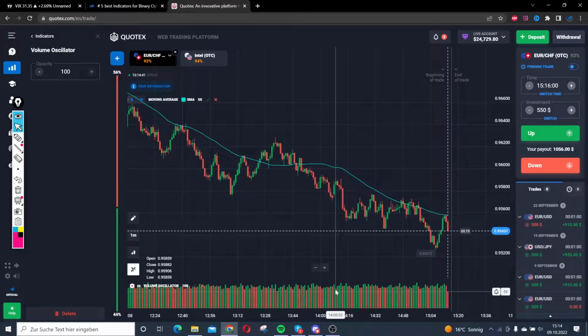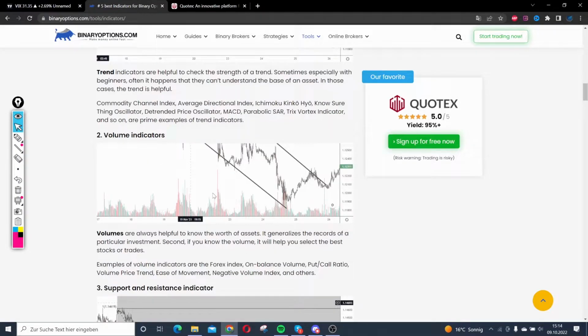And I see if we get a big candle here, like in this example, you see it here. We know we got huge volume in the candlestick in the price, and that shows us there can be big movements, or a reversal is coming. If there is big volume and the price is moving, it is a sign for a reversal. So this is a volume indicator. Also we have the on balance volume and put call ratio indicators.